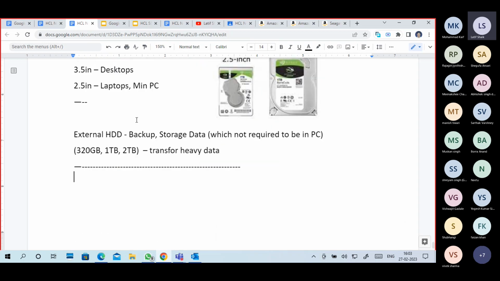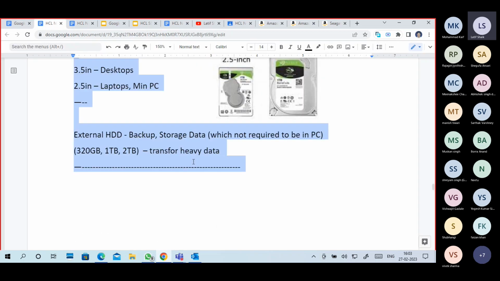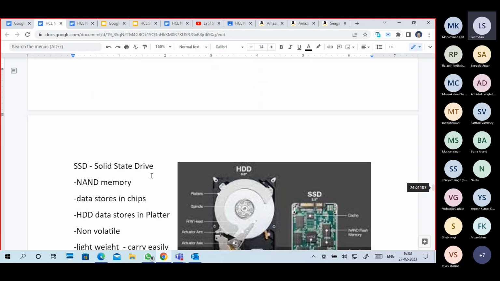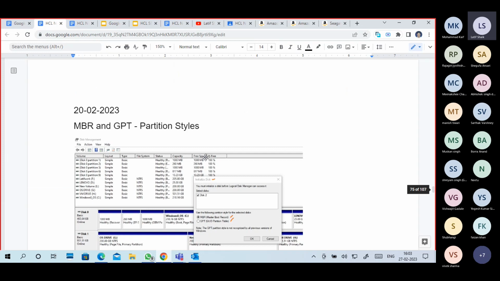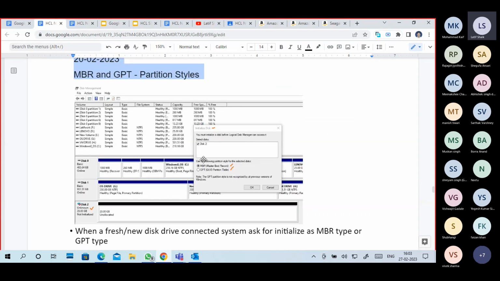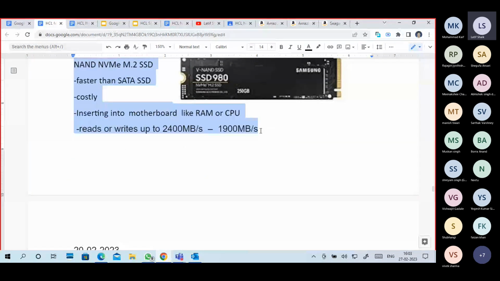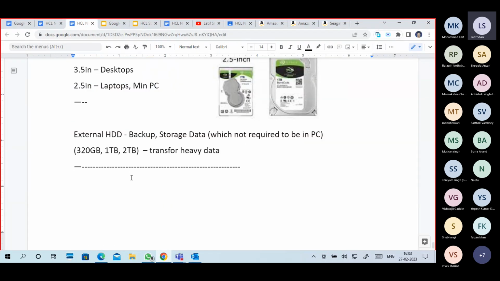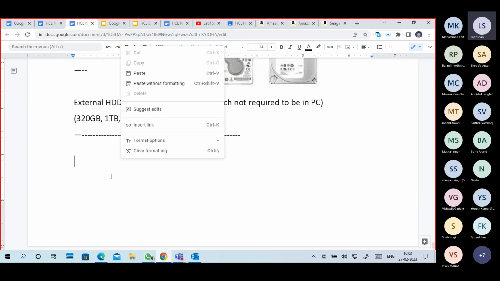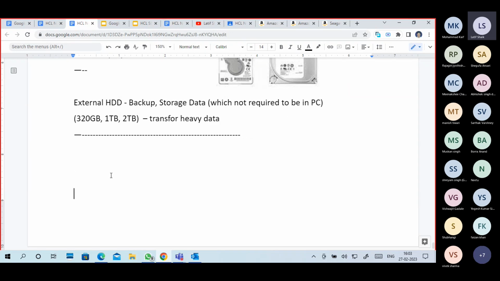Guys, understand? Internal hard disk, external hard disk. What is the use of external hard disk?